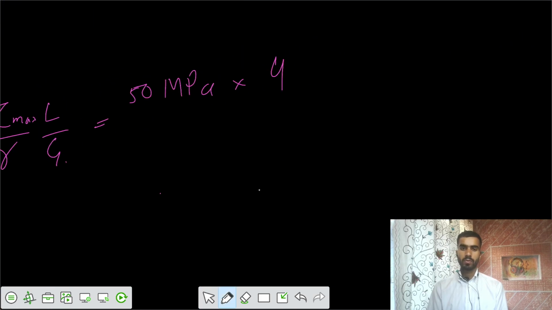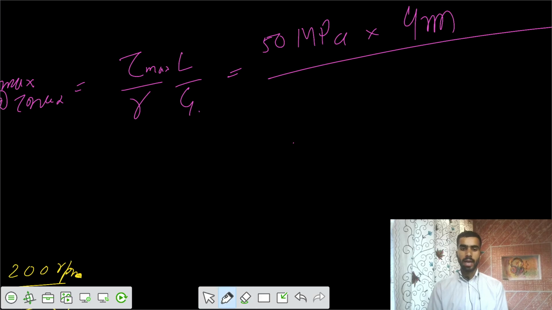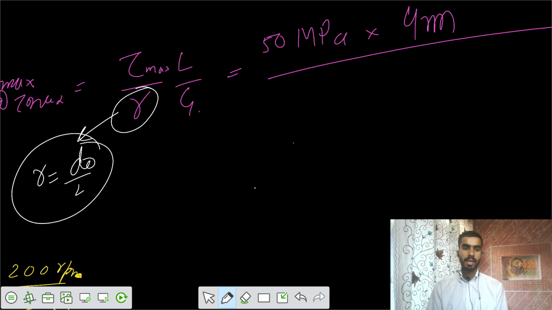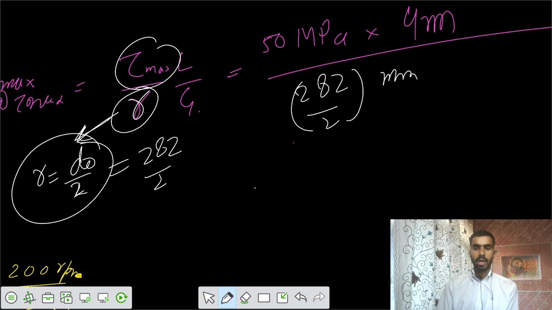So L was equals to 4 meter divided by the value of R. Now we can take the value of R at the rate of tau max. At tau max, R equals d outer by 2. At the value of tau max, we have R equals d outer by 2, that is 282 by 2 millimeter. At the value of G equals 80 gigapascal.